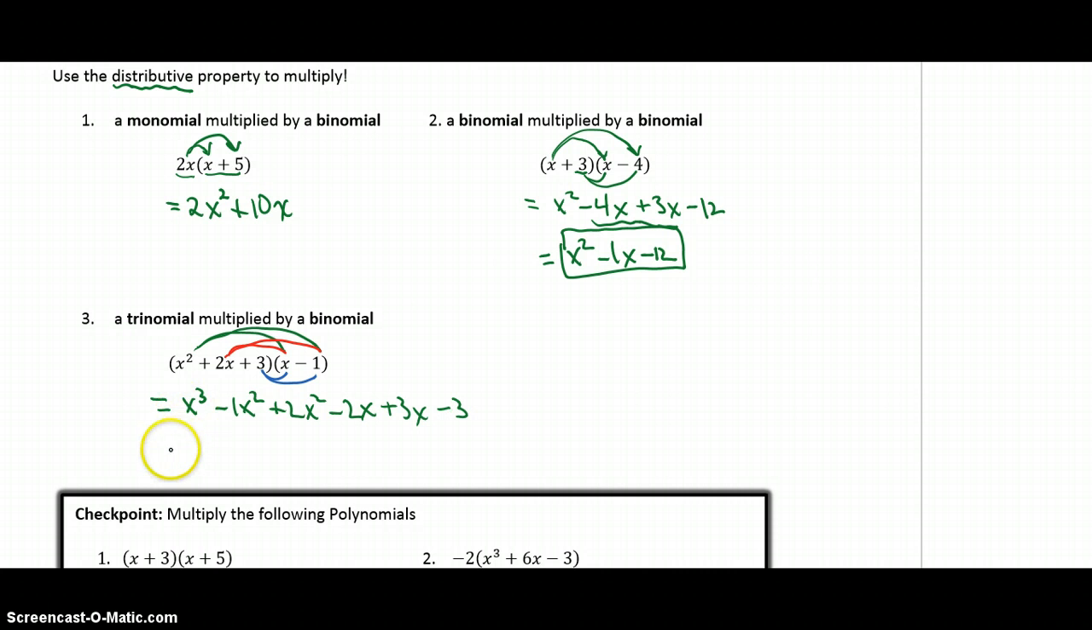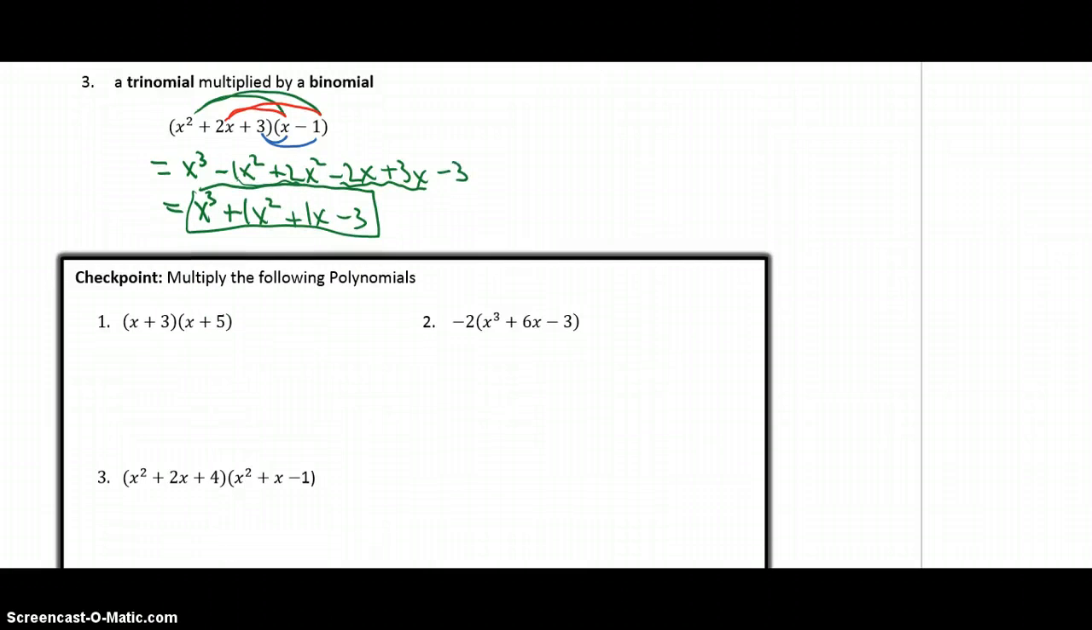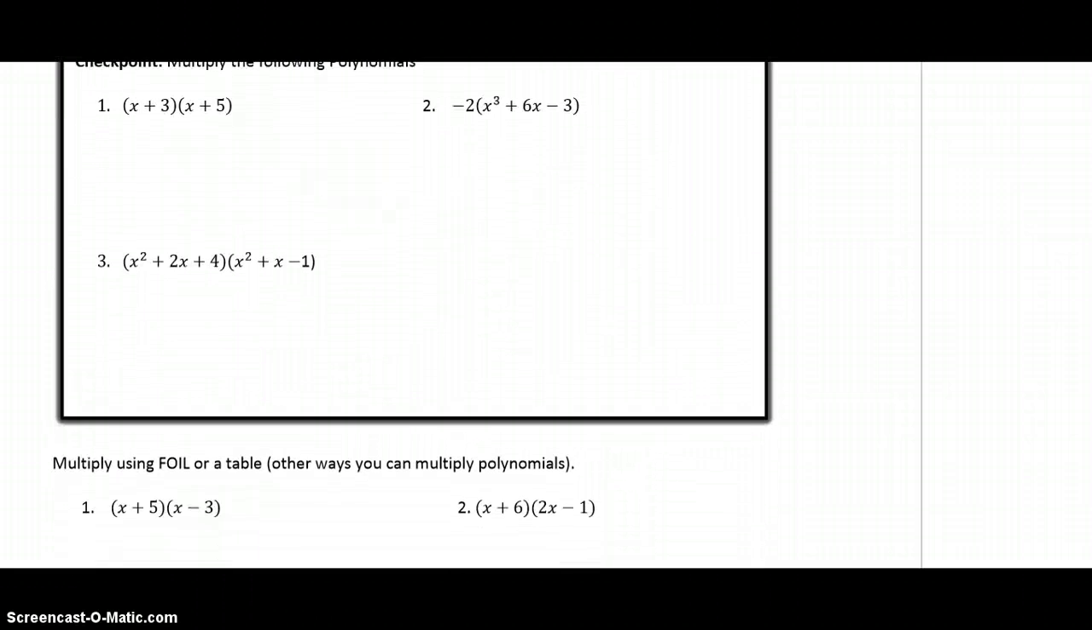So that's a lot of terms. Let's see if we can combine any. I see an x to the third, and it doesn't have a partner. And I see that we have a few x squareds. Let's see how many. Negative 1 plus 2 is positive 1 x squared. Again, you don't need the 1, but you can put it there if you want to. I see we have two terms with x's. Negative 2 plus 3 is positive 1x. Again, you don't need the 1. And then negative 3 doesn't have a partner. And so that's our final answer. We're all simplified. I gave you some checkpoints to try, so we'll go over those tomorrow in class.